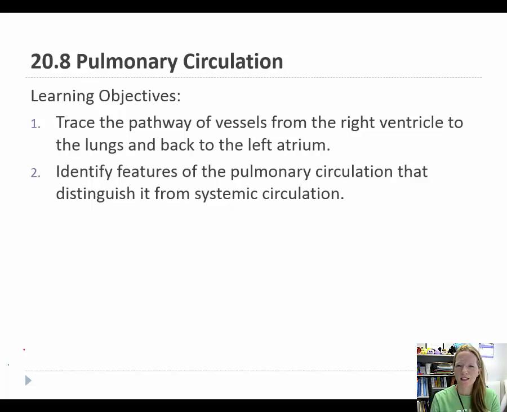Hi everyone. Let's go ahead and take a look at section 8 of chapter 20, and this is looking at pulmonary circulation. So we're just going to trace the path through the pulmonary circulation, trace the path of blood, specifically actually looking at those blood vessels that the blood passes through. And then we're just going to go in and compare and contrast the pulmonary and systemic circulation.